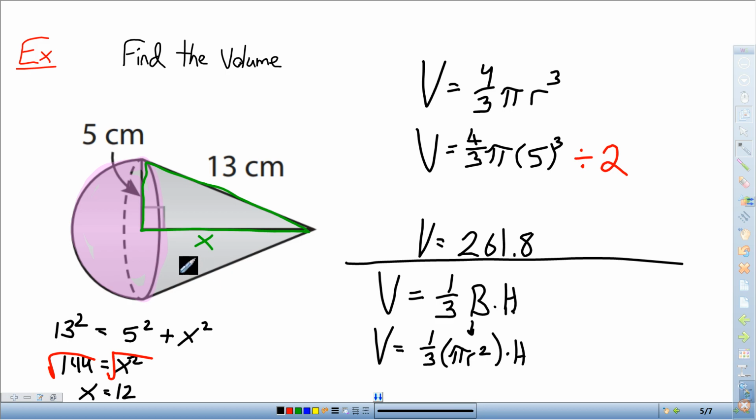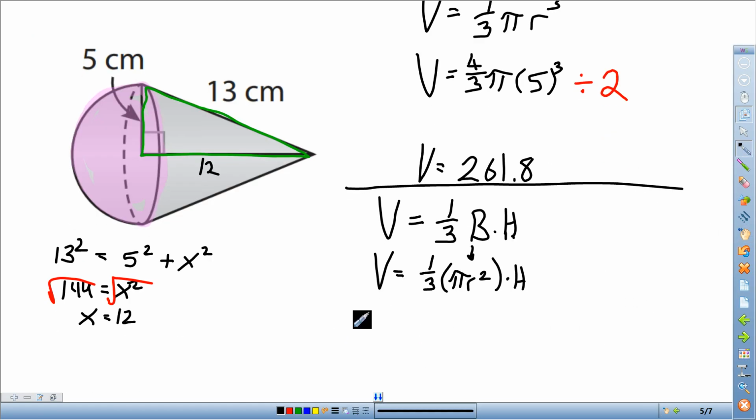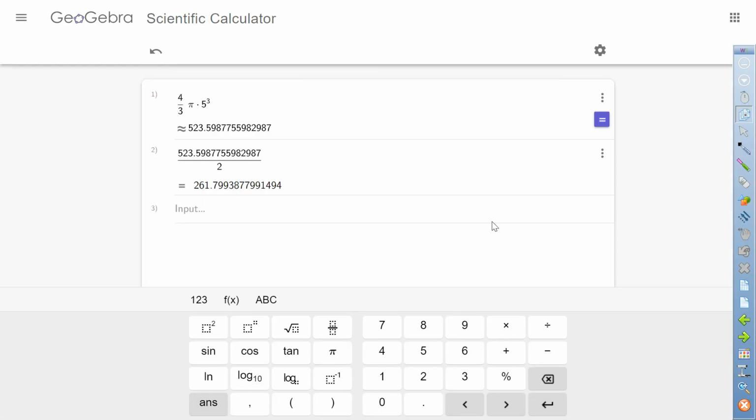Now that we've done this Pythagorean theorem so much, you can probably just do a lot of this in the calculator and figure out your missing side really quick. I don't want that to take a long time. So now we can plug in our numbers. Volume equals 1/3 pi r squared, the radius is 5, times the height of the cone, 12. So 1/3 pi 5 squared times 12.